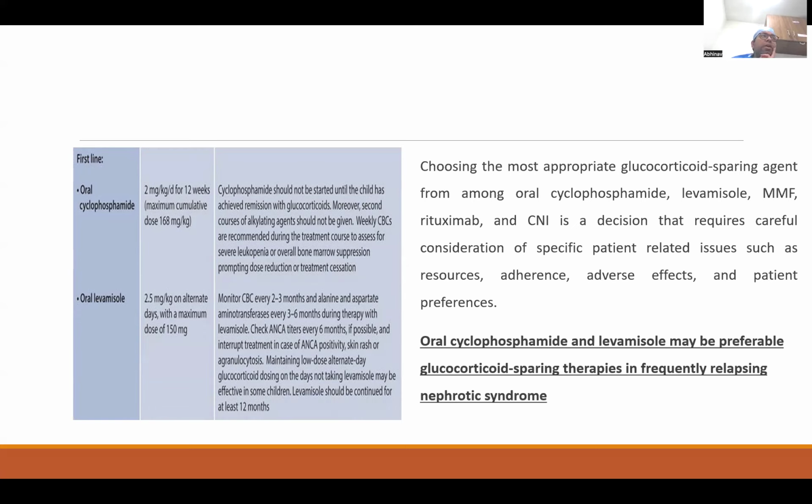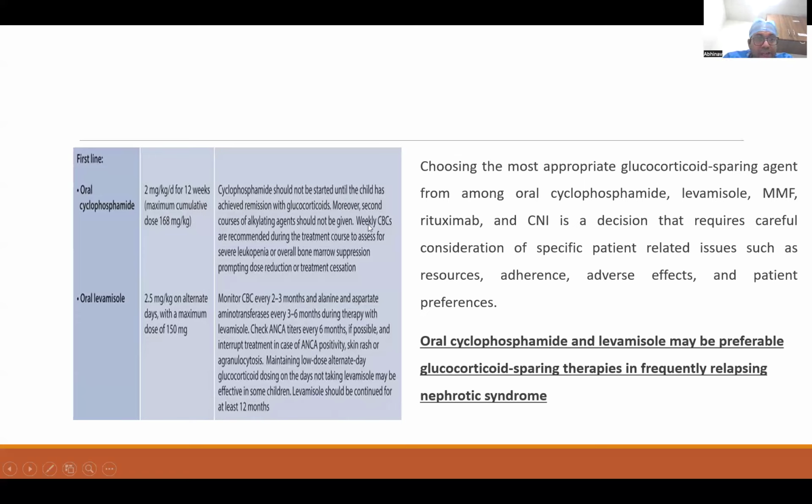So steroid dependent nephrotic syndrome with glucocorticoid toxicity: there are two drugs which we have, either oral cyclophosphamide or oral levamisole. These are the two therapies available, the first line agents. The dose of cyclophosphamide is 2 mg per kg per day for 12 weeks. Very important, cyclophosphamide should not be started until the child has achieved remission with steroids.